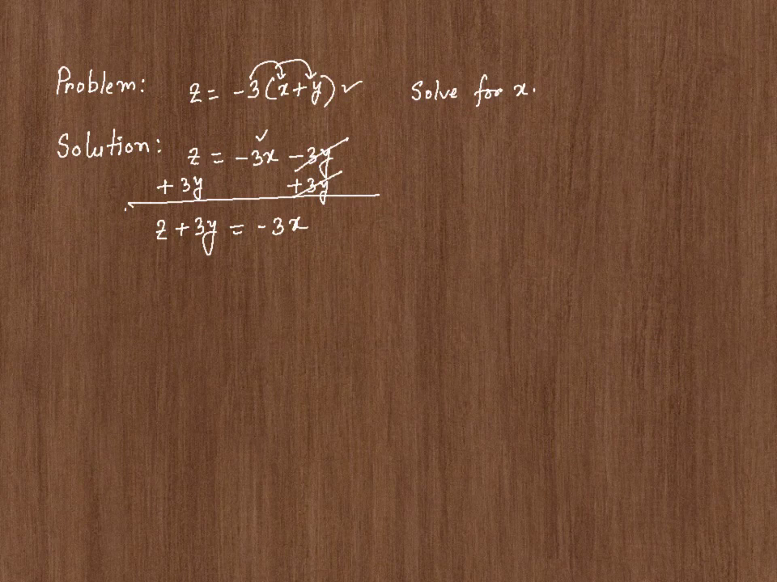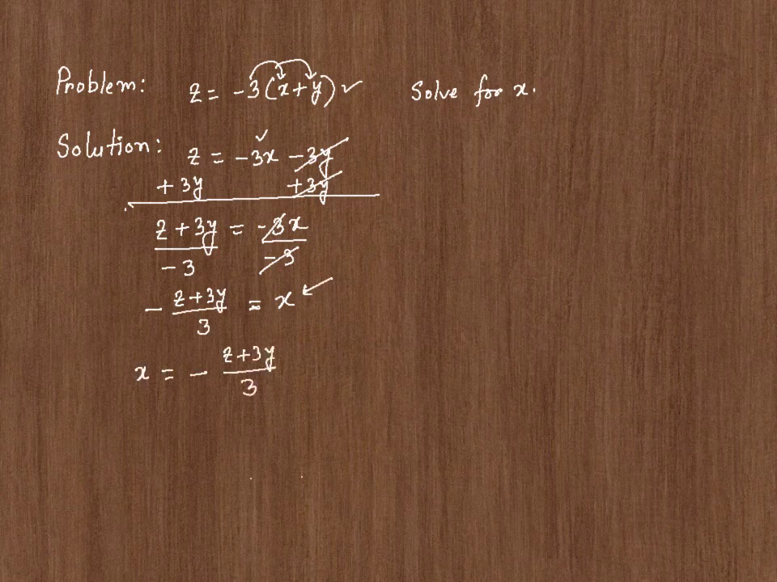When you are multiplying or dividing an equation, remember you cannot multiply or divide by 0. That's a key observation. So in this case, we are dividing both sides by negative 3. On the right hand side, negative 3 and negative 3 cancel out. That's going to give me just x. And on the left hand side is going to be (z plus 3y) over negative 3. Now this we could write as x is equal to negative (z plus 3y) over 3.